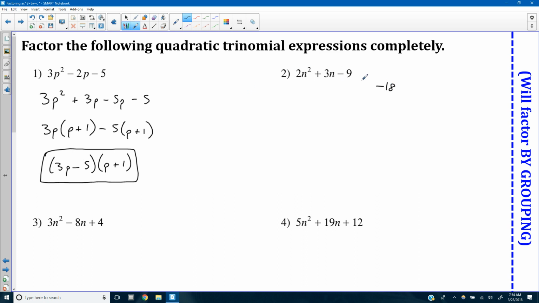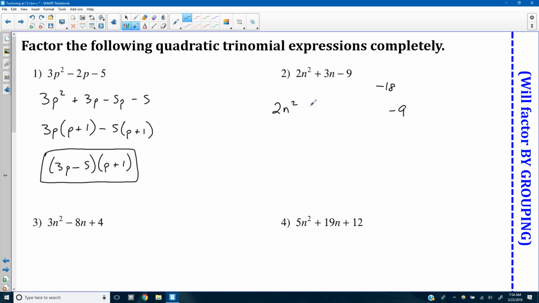So I'm going to try factors. Now, negative 18 is negative, 3 is positive. So I'm going to do 1 negative, 1 positive, the larger number positive. So 18 minus 1, no. 9 minus 2, no. 6 minus 3, yes. 6 and negative 3 are going to be my two numbers here.